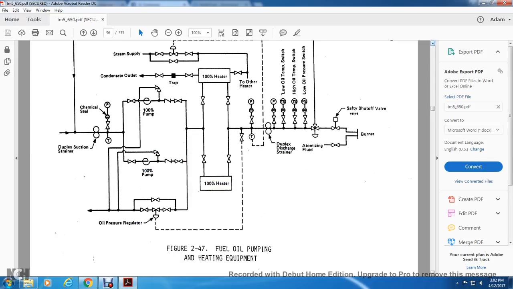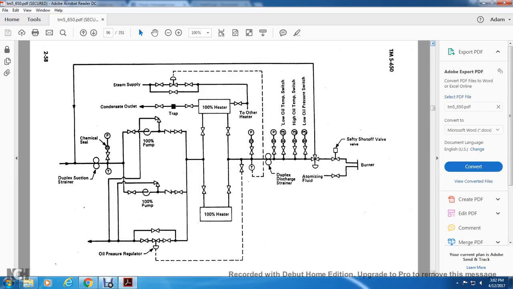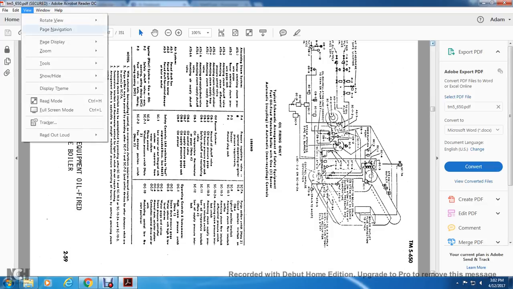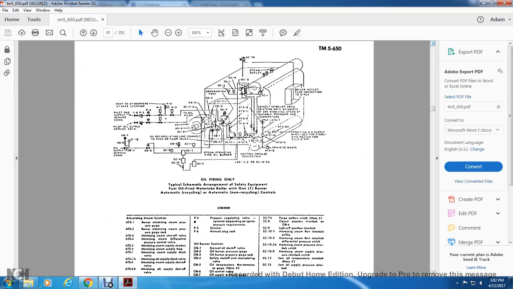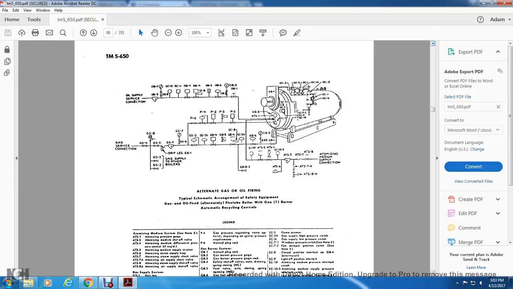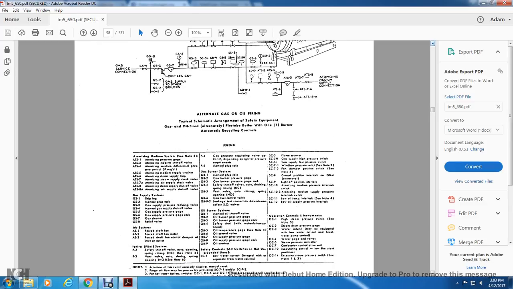Alright, this is figure 247, fuel oil pumping and heating equipment. It shows the valves, it goes straight into the duplex suction through the chemical seal, and then. Alright, this is your oil firing typical schematic arrangement, safety equipment for oil-fired water tube boiler, one-on-one burner, automatic recycling, automatic non-recycling controls. Your alternating gas oil firing, typical schematic arrangement, safety equipment, gas oil fired fire tube boiler with one or more burners, automatic recycling control.